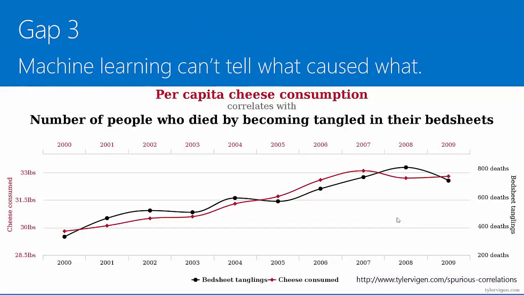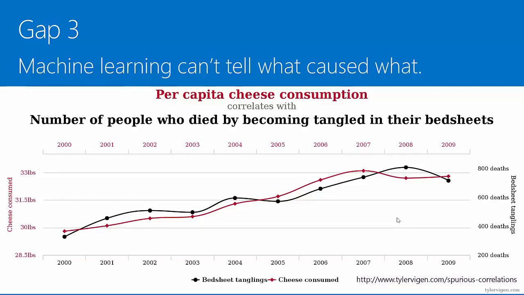The third gap is that machine learning can't tell what caused what. So take this example. This is real data. We have the amount of cheese consumed in pounds per person each year compared to the number of people who died by getting tangled up in their bed sheets. And if you look at that plot, you can see there is a pretty close relationship. It would not be surprising to see this plot in a news article with the conclusion that cheese consumption causes death by bed sheets.